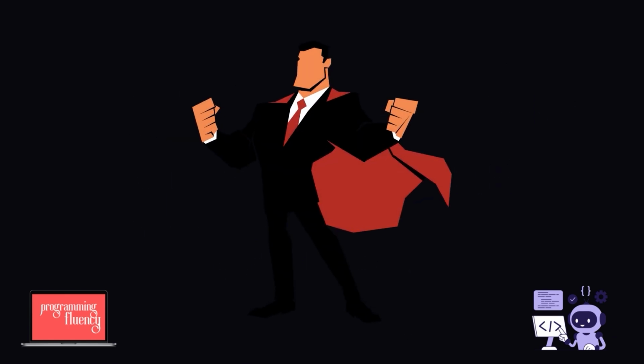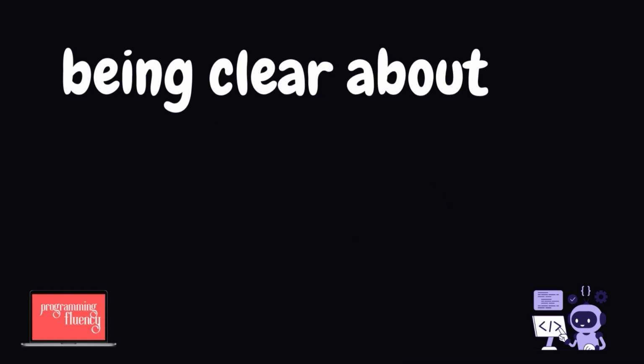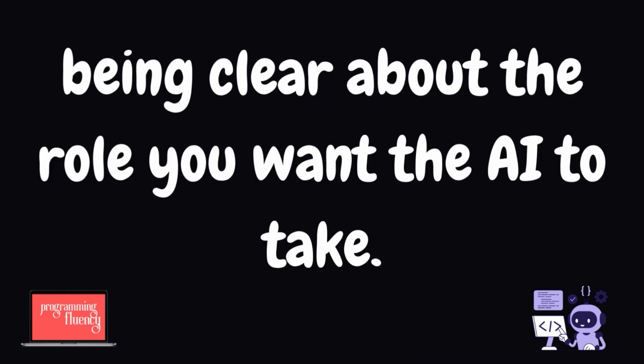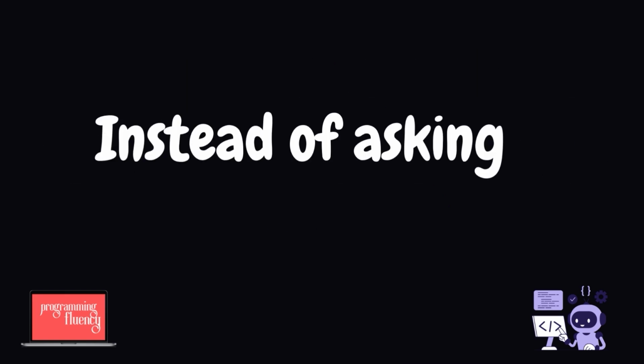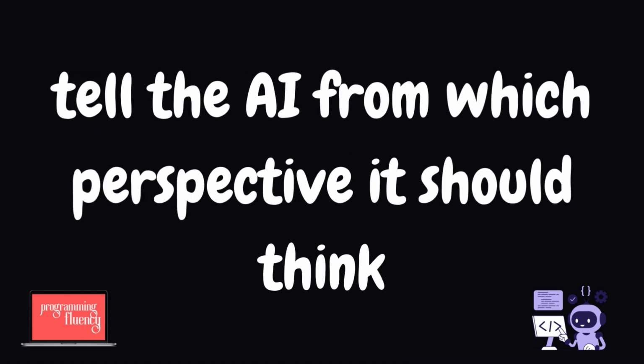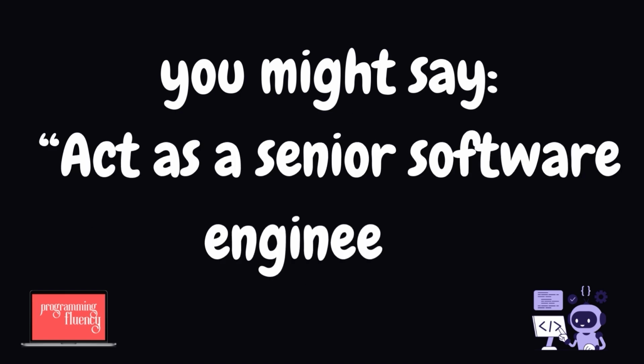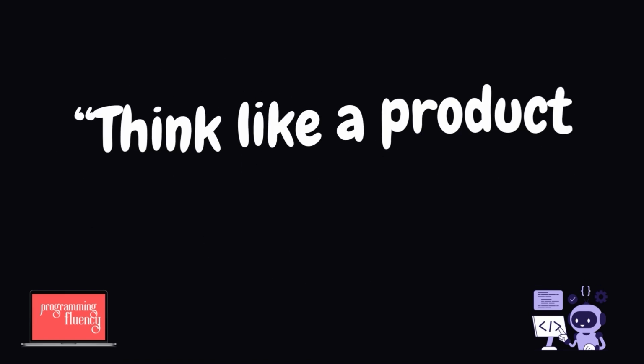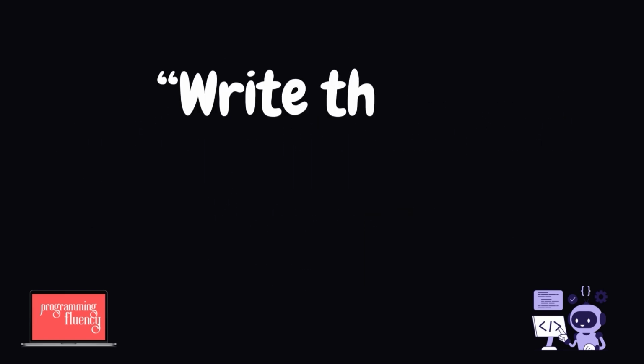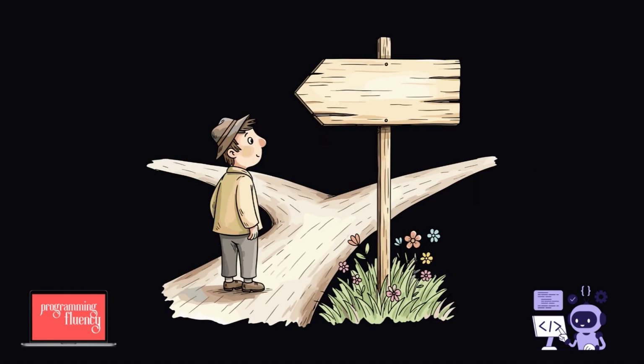Another simple but powerful technique is being clear about the role you want the AI to take. Instead of asking a generic question, tell the AI from which perspective it should think. For example, you might say, act as a senior software engineer, or think like a product designer, or write this as a technical educator. And this will help the model frame its response in the right direction from the start.